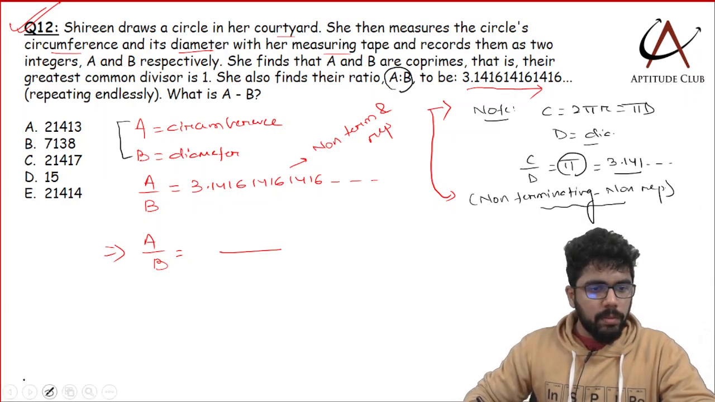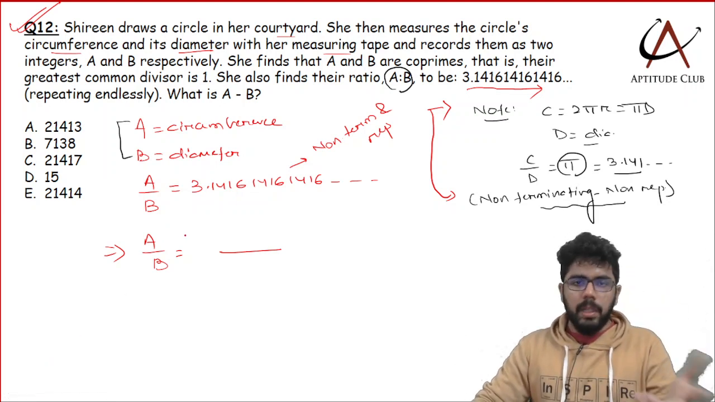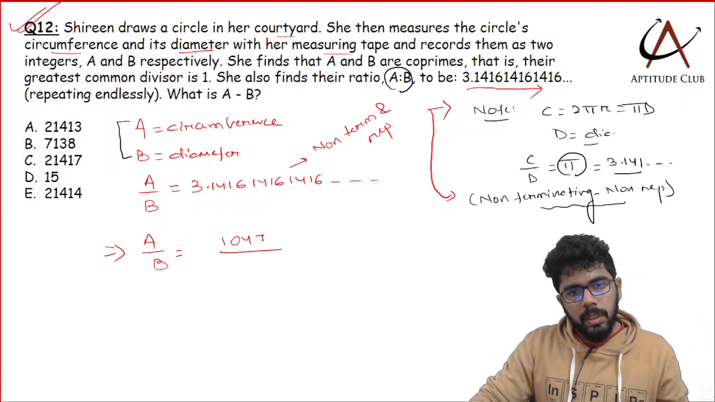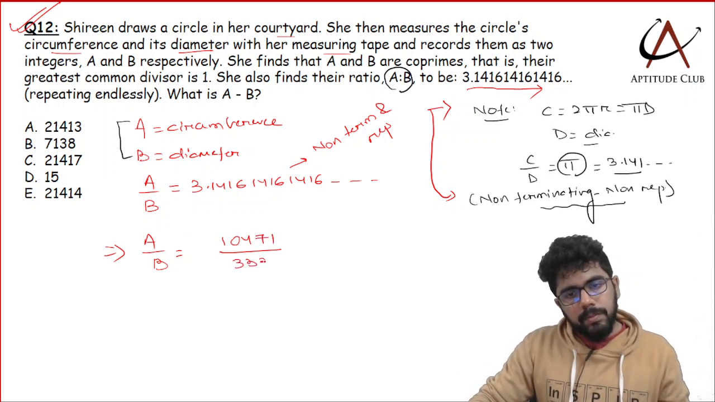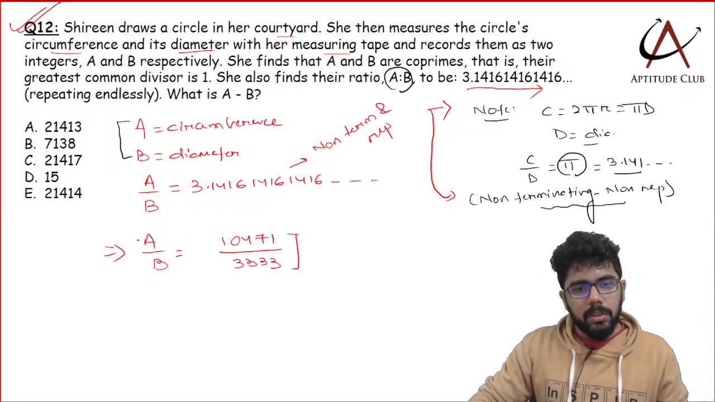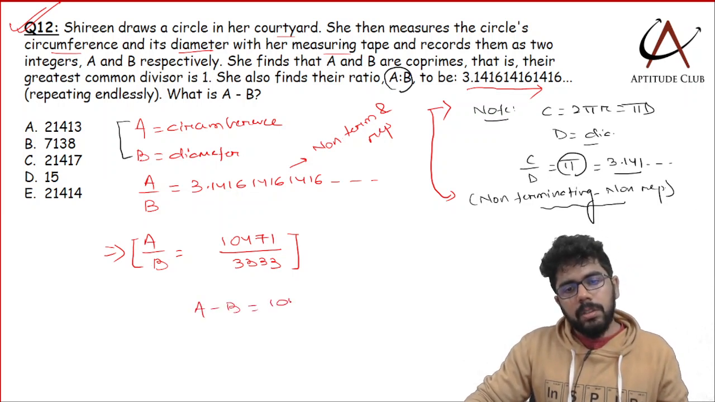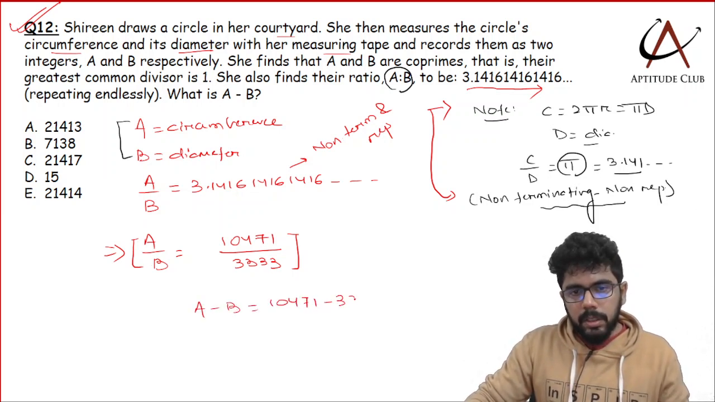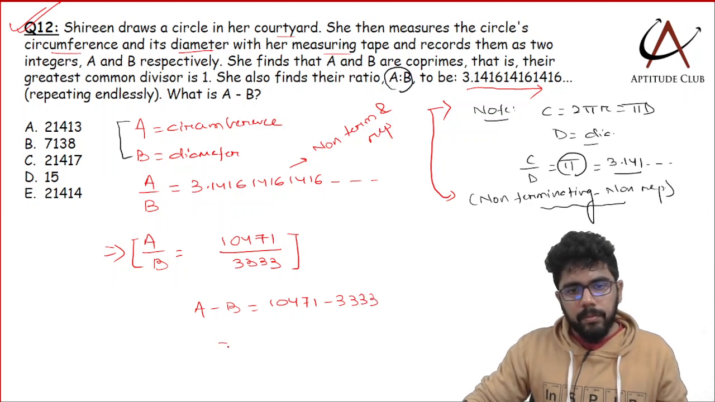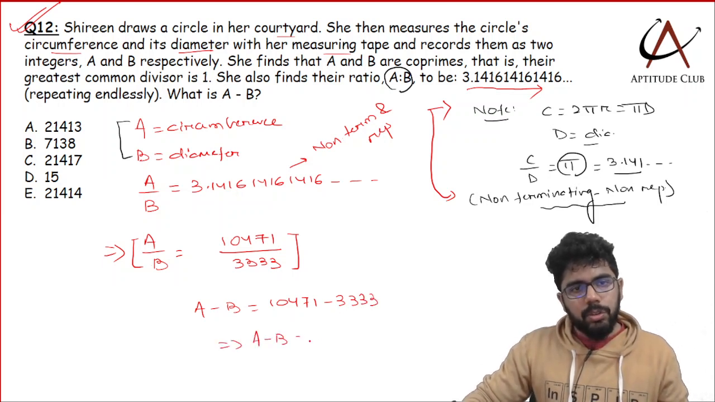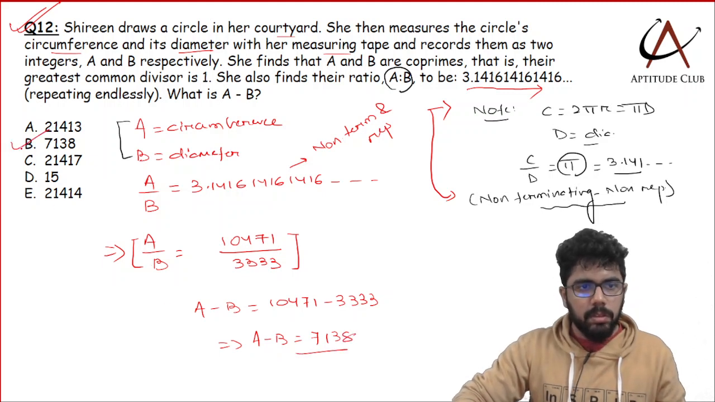So I can write it here 10471. Simple sir, मतलब how to convert a decimal into fraction, वो concept. If you know this concept, आराम से तुम ये solve कर सकते हो. I'm not elaborating much on this concept. So question is asking A minus B. So 10471 minus 3333. So the answer should be something ending with 8. So 7138. This is the answer.